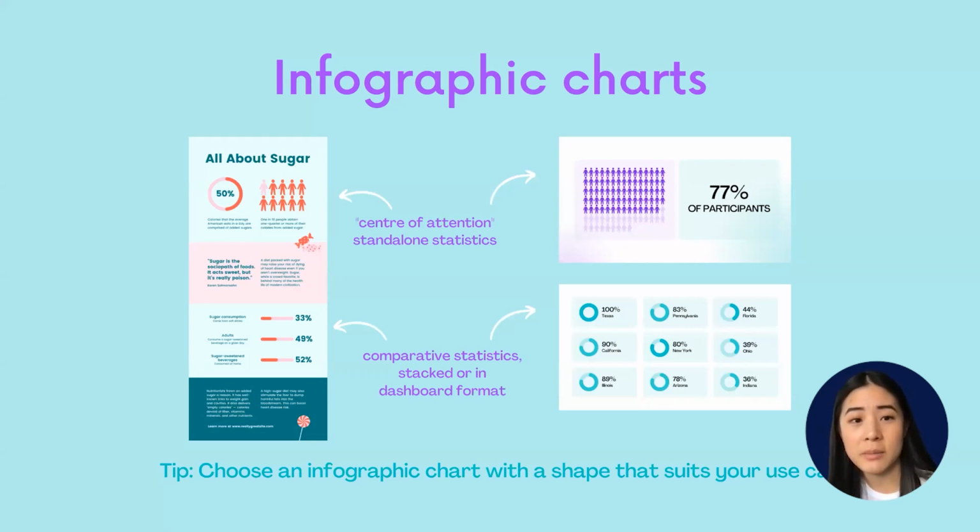So rings and pictograms tend to be really good for standalone statistics, like you can see at the top of the infographic and at the top of that presentation. When these are the center of attention, standalone facts that you want to share. But if you have stats that you want to present in a more comparative way, then you may want to consider stacking some bars on top of one another, or even laying them out in a dashboard.